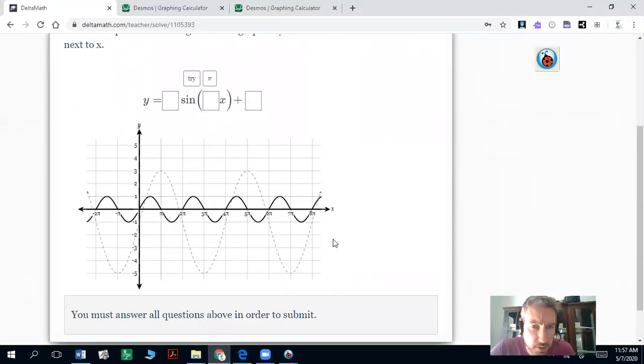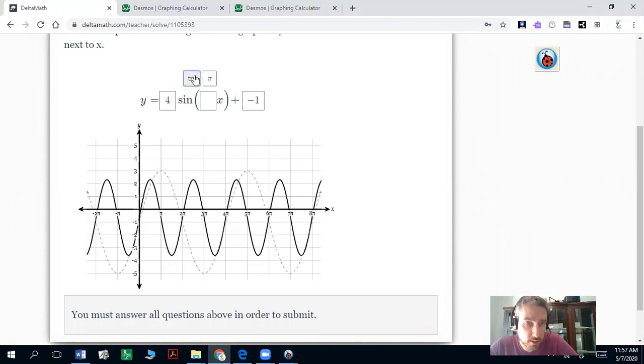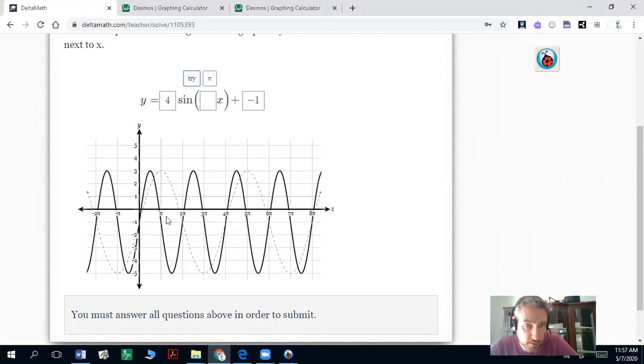Okay, for this problem here, it's got a midline. Let's see, it goes up to 3, down to -5. 1, 2, 3, 4. 1, 2, 3, 4. Its midline should be -1. And 4 is the magic number for your amplitude. So if we click 4 there and click try, we can get it into that position. Now it doesn't look like it's reflected, but it is widened out.